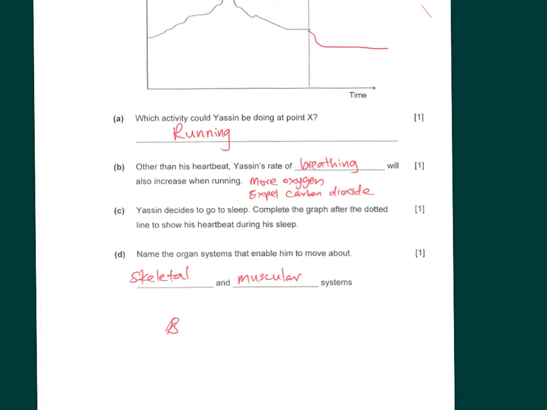Sorry, it should be called the musculoskeletal system. So this is how this system can usually be referred to, but of course it is made up of two systems, the muscular system and the skeletal system. Now, so please take note of the spelling here.